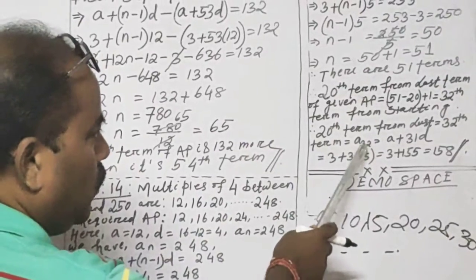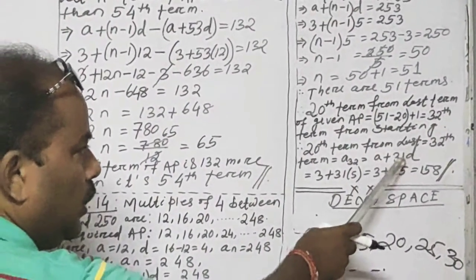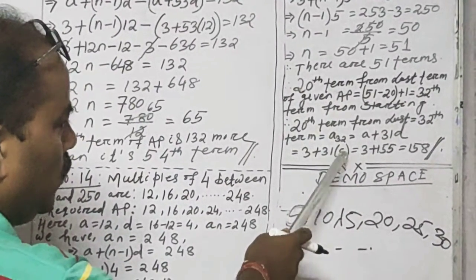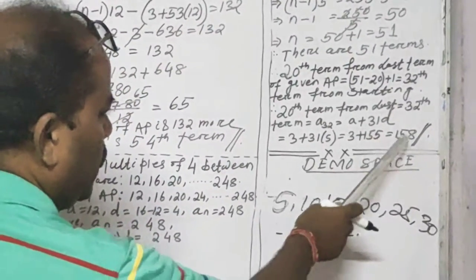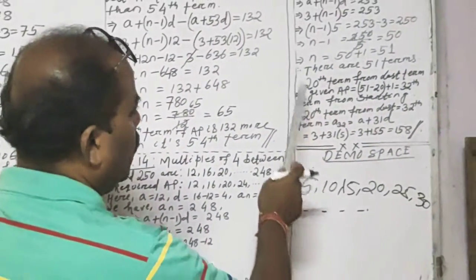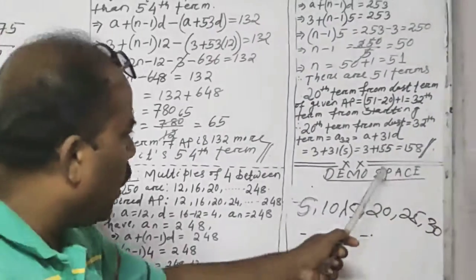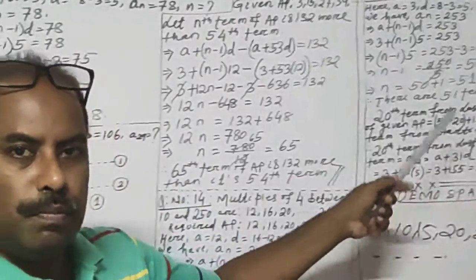So that is the 32nd term, a32. The a32 formula is equal to a plus 31d. So a is equal to 3, plus 31 into d, which is 5. 3 plus 155 is equal to 158. So the 20th term from the last will be 158, which is the 32nd term from the first.